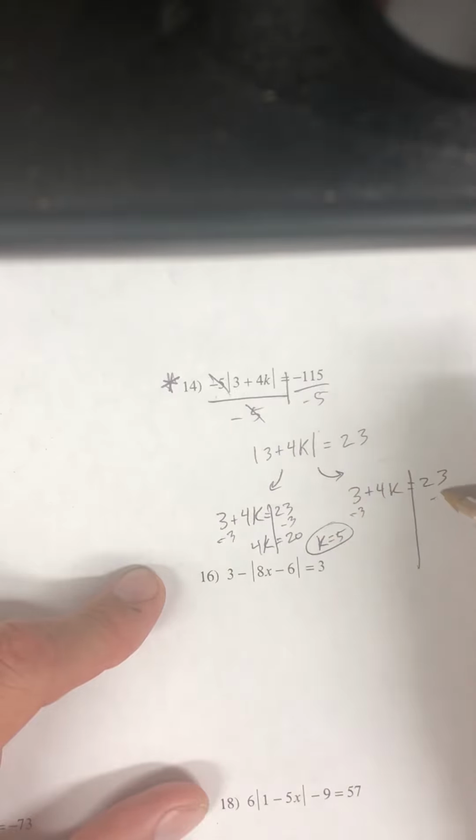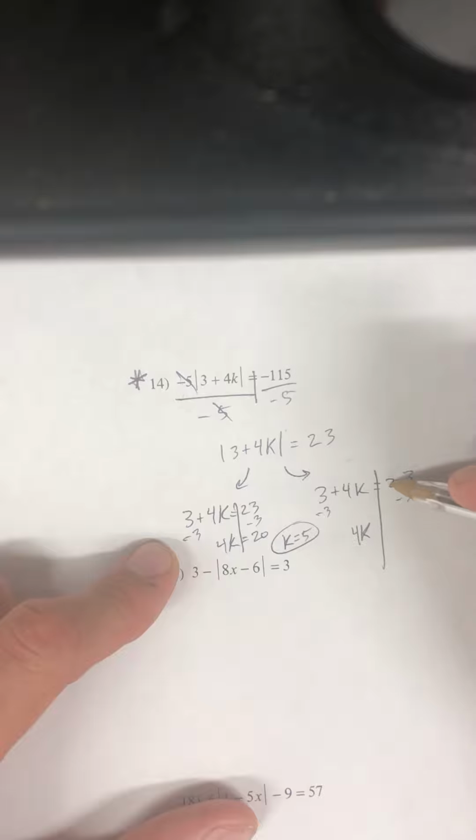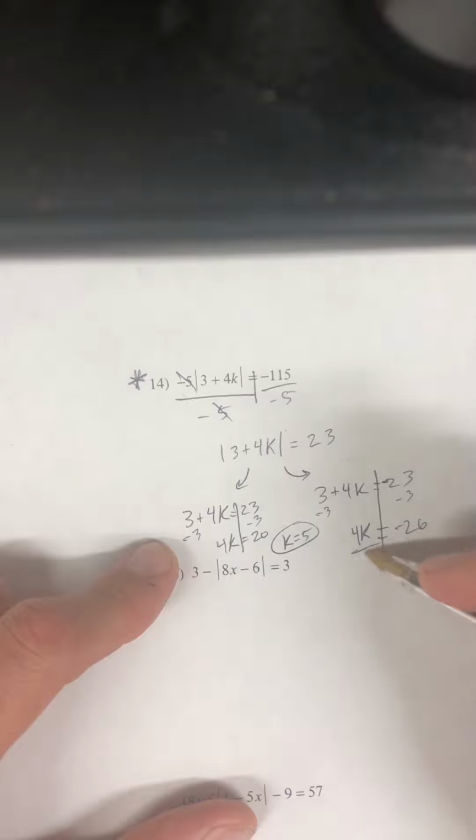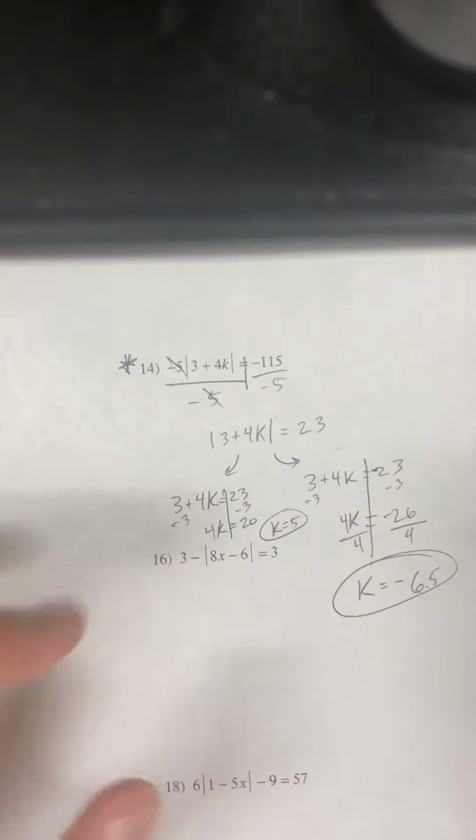Solve this, minus 3. Oh, nope. Careful. This is the negative value. And so this would be negative 26. And this would be k is equal to negative, how many goes into this? 6.5? However you want to write it. Okay, hopefully that helps.